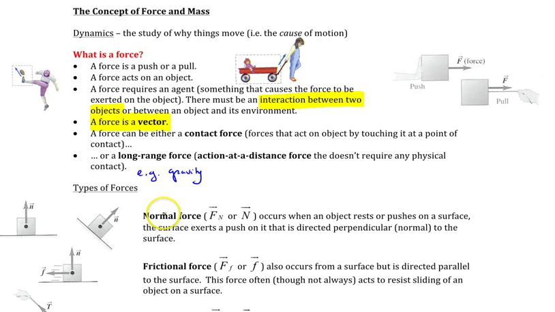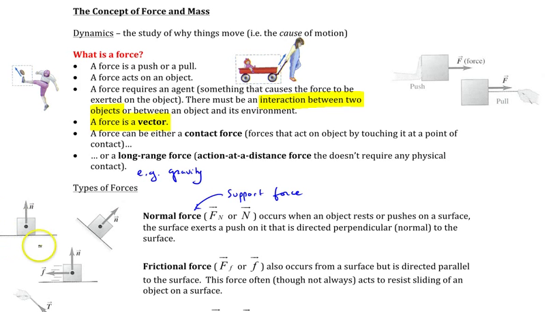Below, I have a list of many different types of forces that we'll come to know in this course. Let's start off with the normal force, which I symbolize with an F sub n, to remind you it's a force, and the n here, capital N, means normal force, or sometimes you'll see it written as just simply a capital N. Now, the normal force is a force that is perpendicular to the surface. Sometimes we call it a support force.